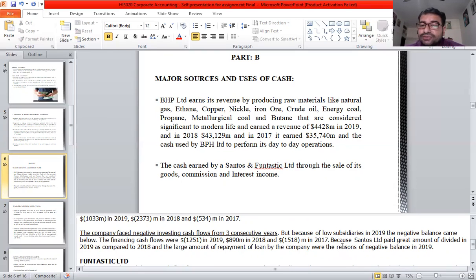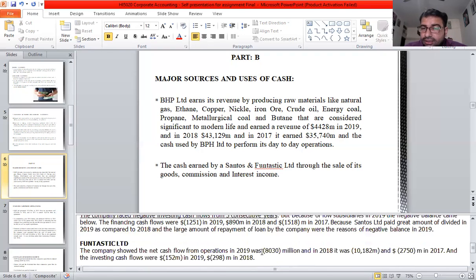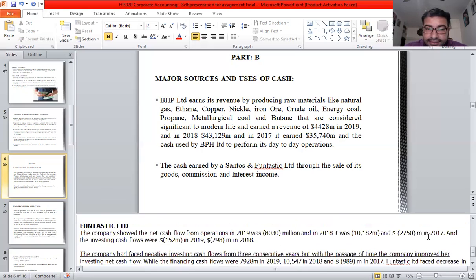The financing cash flow were 1,251 in 2019, 890 million in 2018, 1,518 million in 2017. The amount of the dividend by Santos in 2019 as compared to 2018 was larger due to the repayments of the loan by the company, and hence there was a negative balance in 2019.